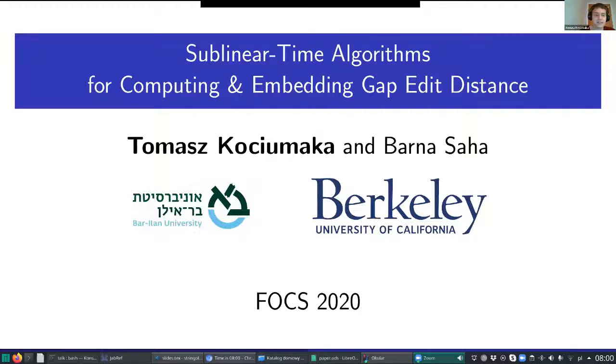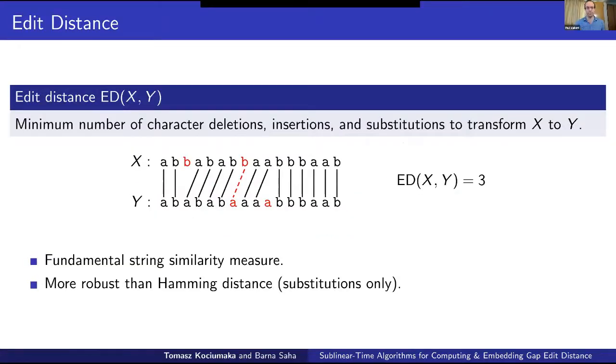So this is joint work with Barna Saha, and I will speak about sublinear-time algorithms for computing and embedding gap edit distance. The edit distance is defined as the minimum number of character deletions, insertions, and substitutions needed to transform one string into another. Here you can see two strings x and y at distance 3, and an optimum alignment involving one deletion, one substitution, and one insertion.